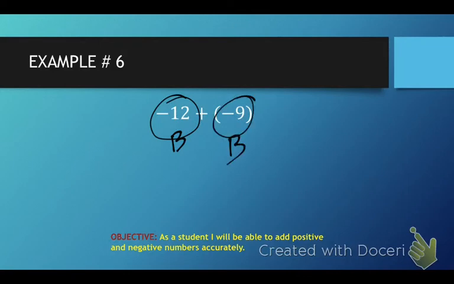So you got negative 12 plus negative 9. That's 2 bills. You owe me $12 and you owe me $9. So you're going to put those 2 bills together, make me one check. You're going to owe me $21. And because you owe me, it is a negative number. So you owe me $21.